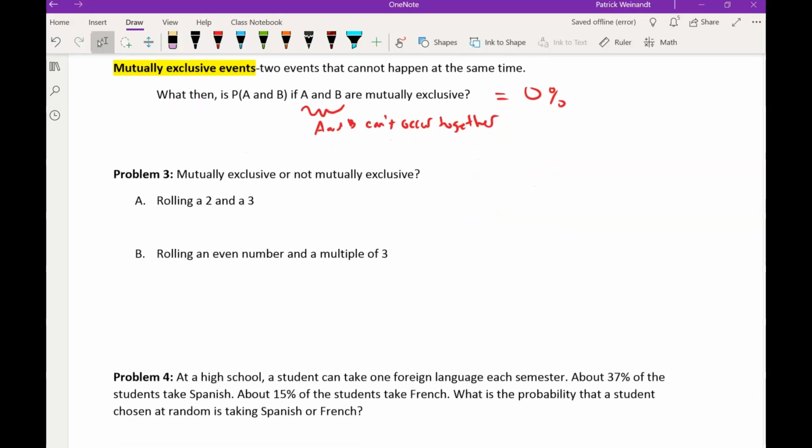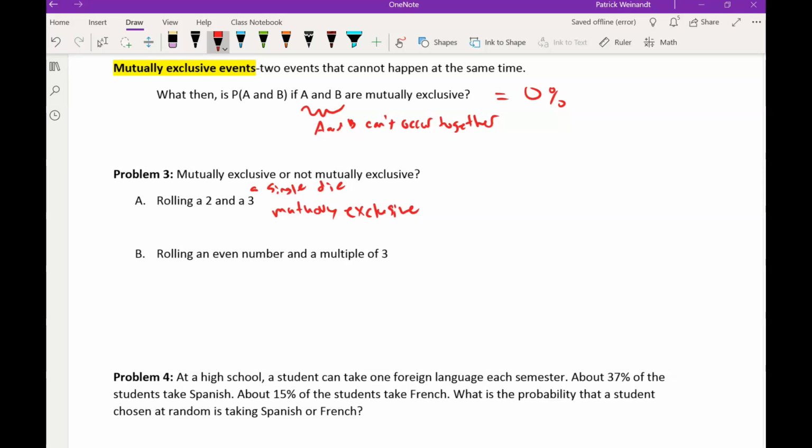Remember, mutually exclusive means they cannot occur at the same time. So let's say I'm rolling a single die. Well, rolling a 2 and a 3. If I'm rolling a single die, can I roll a 2 and a 3? Are those mutually exclusive events? They sure are. That's a mutually exclusive event. I cannot roll a 2 and a 3 at the same time on a single die.